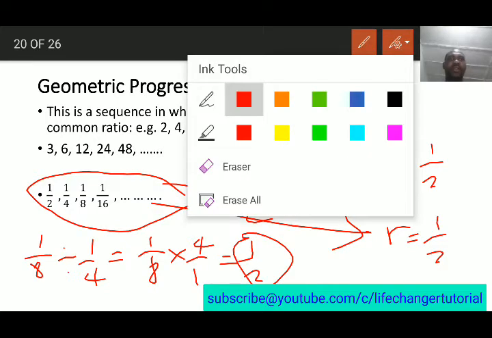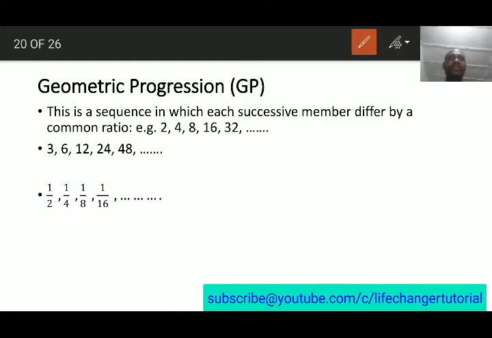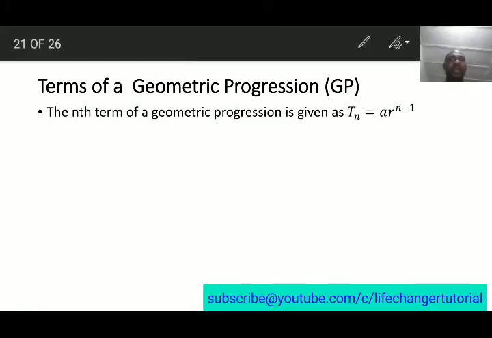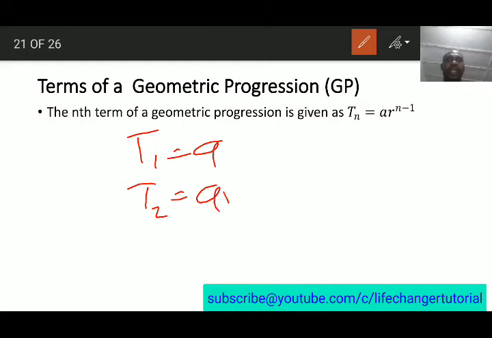Okay, so we are going to see the terms of a GP. The nth term of a GP is given as Tn = ar^(n-1). That shouldn't be a problem, since the first term is usually a. The second term is ar, that's you multiply the first term by the common ratio. The third term is the second term times r, which gives us ar squared. You get that?